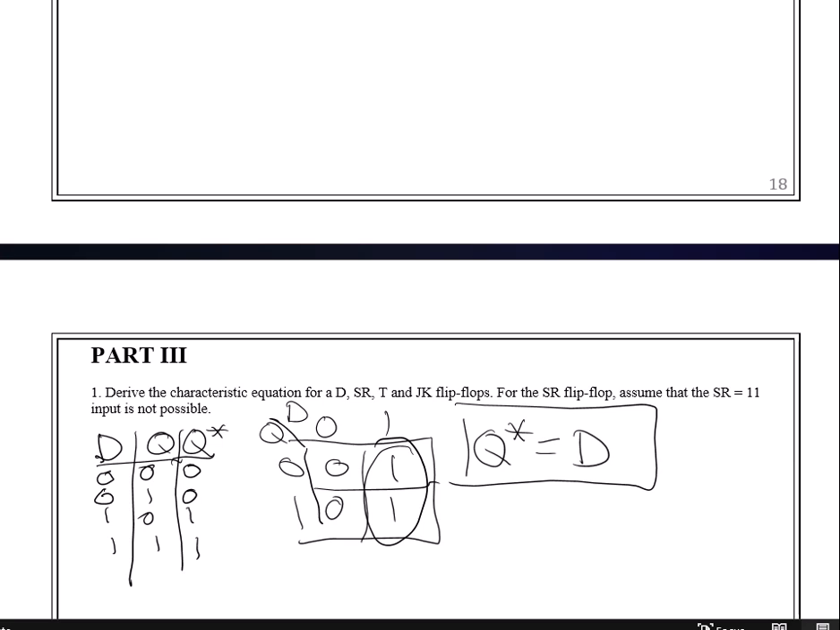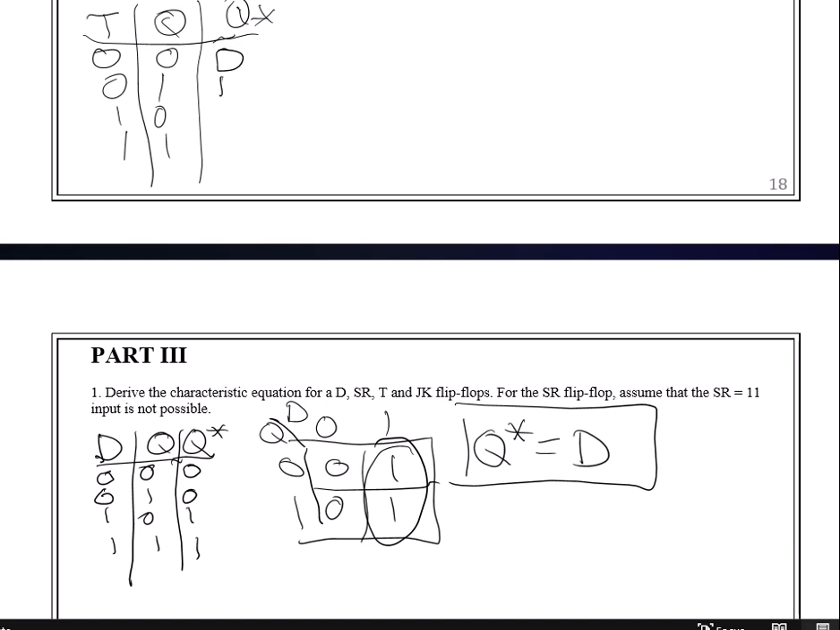Now, the others get a little bit harder, and so let's do T next. So we have the value of T, and we have the value of Q, and we have the value of Q star, and again 2 variables, so we have 4 possible inputs. And the T flip-flop, the T stands for toggle, but you only toggle when T is 1. When T is 0, there's no change. And so for these first two where T is 0, there's no change. That means Q star is going to be what Q was before. So in this case, we really do need to have Q there, because Q star is going to be what Q was before. So Q star will be 0 here and 1 here.